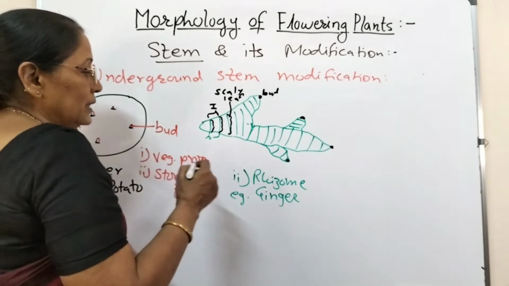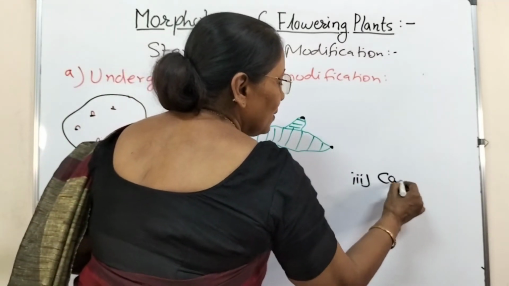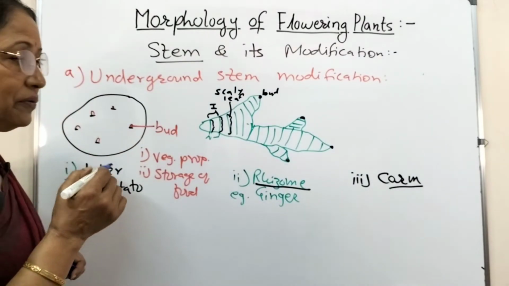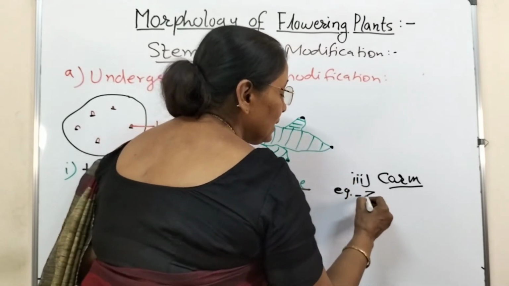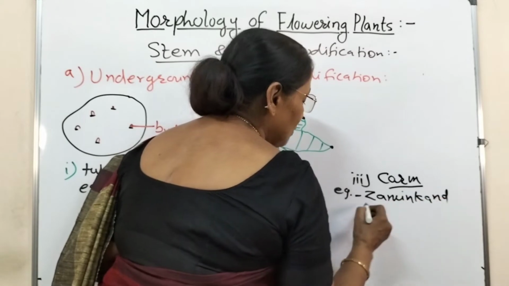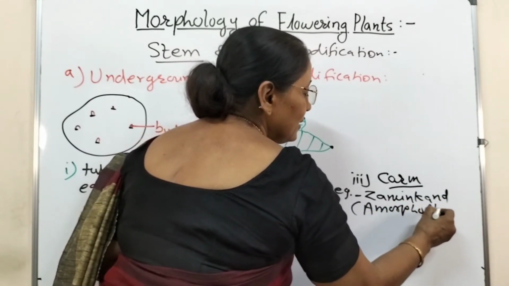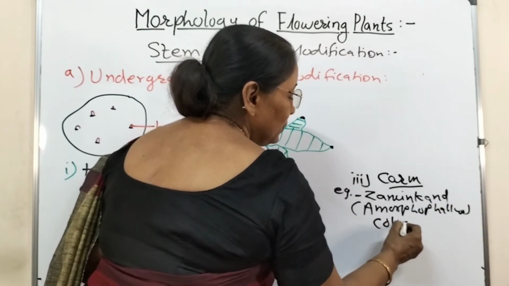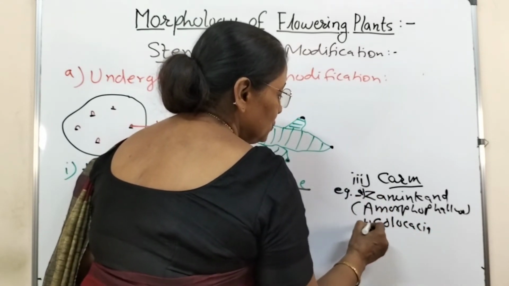Now come to the third. This is rhizome. Now the third, that is a corm. What is a corm? First, let me give you example of corm. That is, this is Zameen Kand is given in your NCERT. Zameen Kand is amorphophallus. And take another example, that is colocasia. This is 1, this is 2.